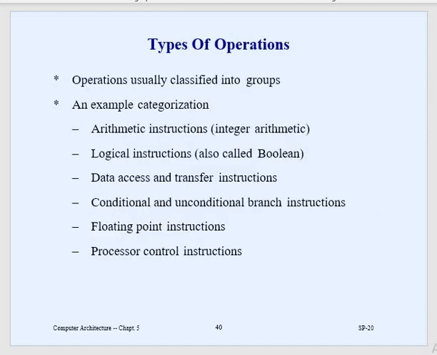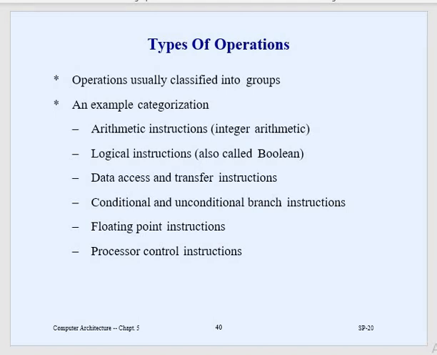So the next article is the types of operations. Types of operation includes the operations usually classified into groups. An example categorization is arithmetic instructions, which involve the integer arithmetic, logical instructions that are also called the Boolean instructions, data access and transfer instructions.